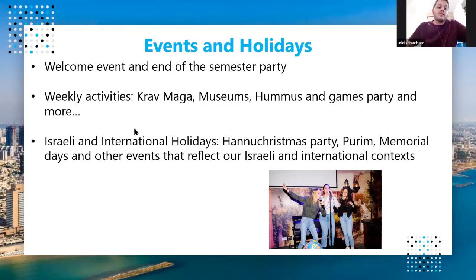So that's one part of what we do. And the second part is that sometimes we have just regular meetings. For example, we go to eat hummus together, or we go to a museum, or we practice dancing Gaga or Krav Maga.